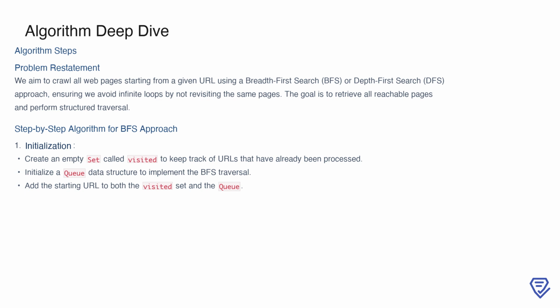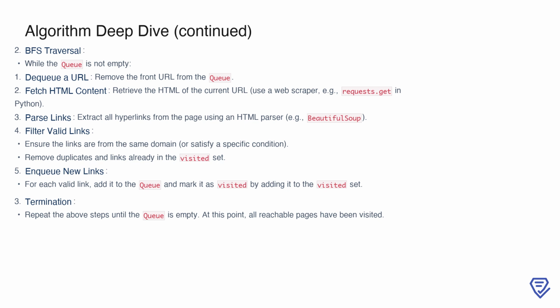The first step is initialization. We'll create a visited set, which keeps track of URLs we've already processed, ensuring we don't revisit them. Next, we initialize a queue, which is essential for BFS traversal as it allows us to process URLs in the correct order. The starting URL is then added to both the visited set and the queue to kick off the crawling process. Once initialization is complete, the BFS traversal begins.